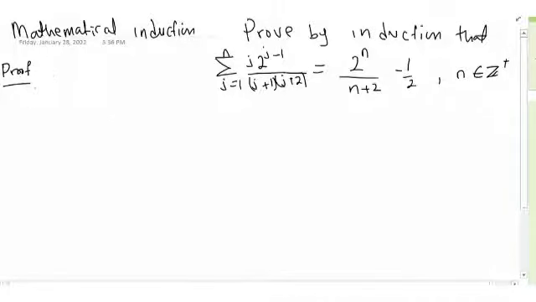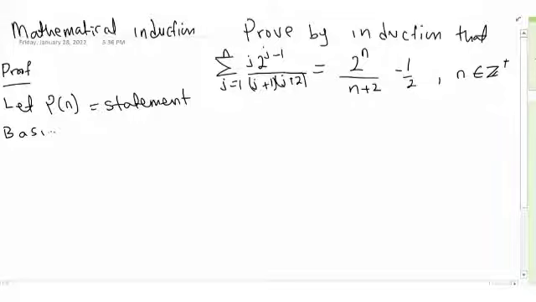Now, to prove this general statement by mathematical induction, we say let P of n represent the statement. Now, the first step is called the base case or the basis. Here we prove that the statement is true for n is equal to 1. So prove that P of 1 is true.